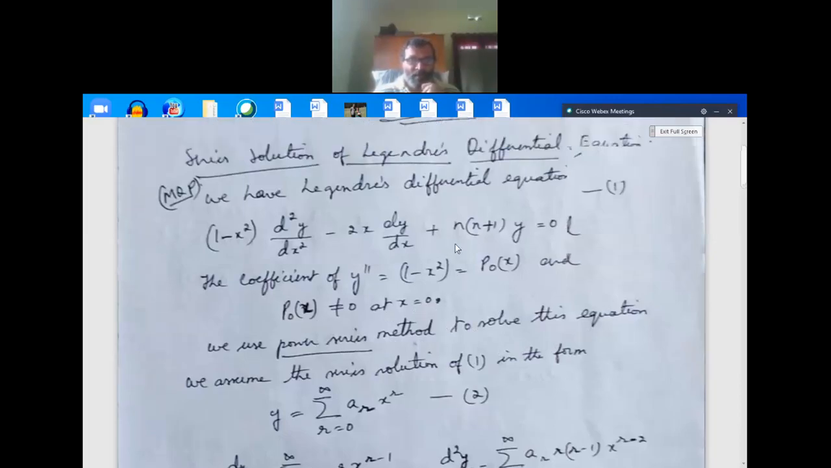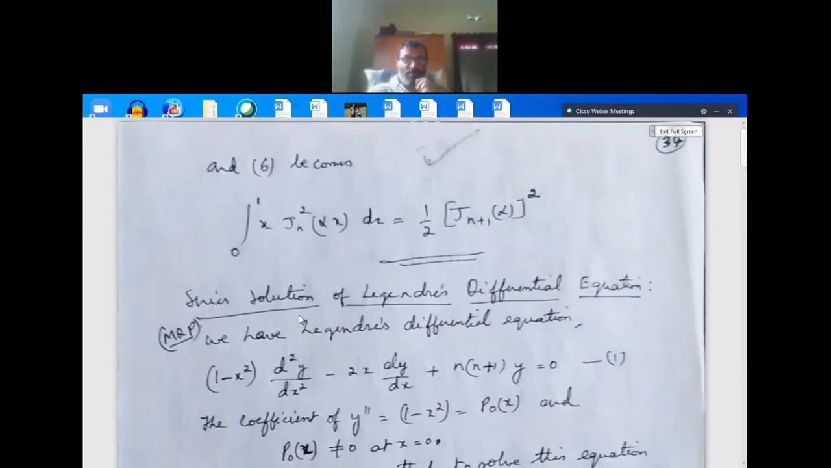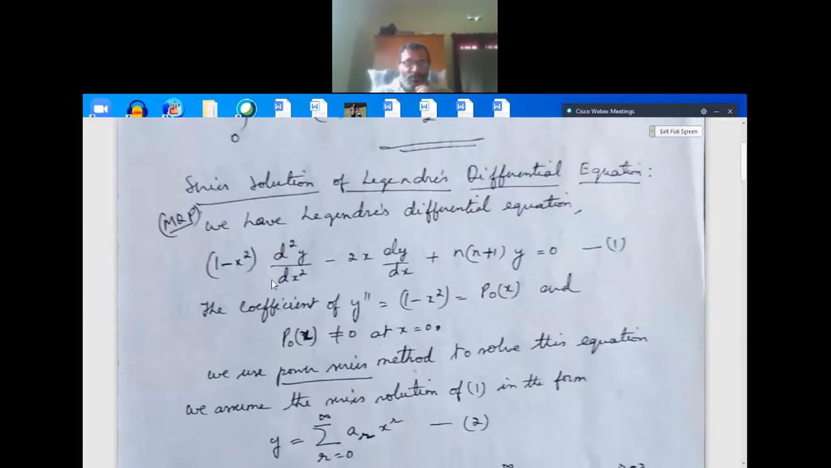Again I repeat, for those who have come late: the question is a model question paper problem. The question will be like this: find the series solution of the Legendre's differential equation. So the Legendre's differential equation is 1 minus x squared into d squared y by dx squared minus 2x dy by dx plus n into n plus 1 of y equals 0. Take it as 1. The coefficient of y double dash, that is 1 minus x squared, is always taken as p naught of x.